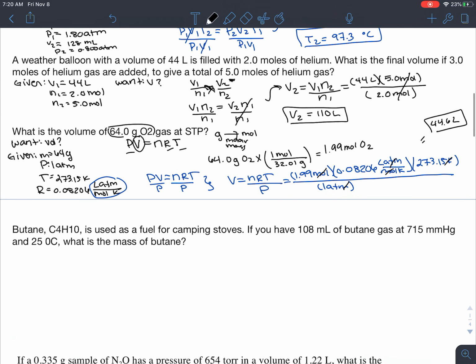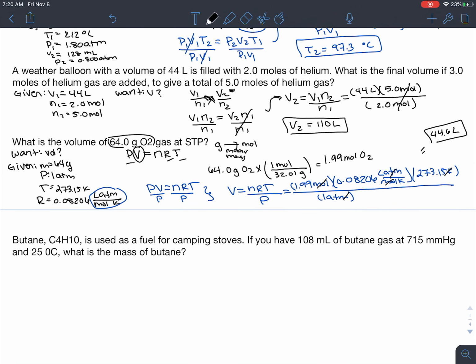Alrighty, let's look at one more example for the simple gas laws. So, we have here: butane is used as a fuel for camping stoves. If you have 108 milliliters, so we're given a volume of 108 mL of butane gas at 715 millimeters of mercury. So pressure, 715 mmHg. Temperature, 25 degrees Celsius. What is the mass?